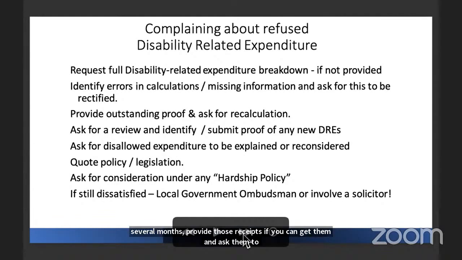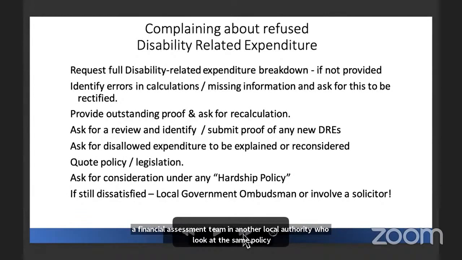If you're unhappy, you can ask for a review, and that can be from a different team, or that could be from a financial assessment team in another local authority who look at the same policy that your local authority use. And if you have any additional disability-related expenses, put those in.